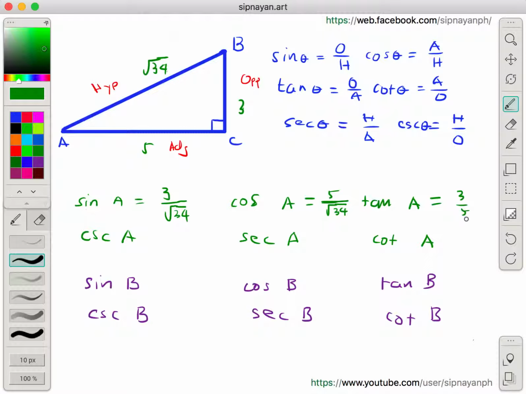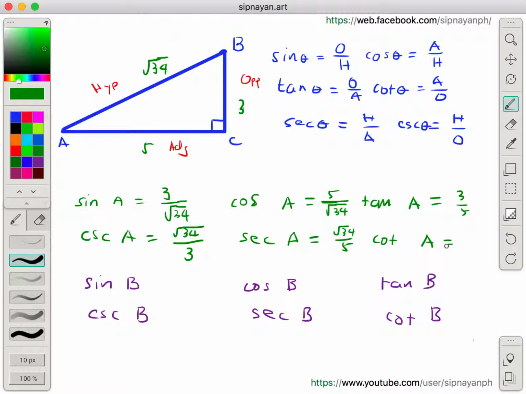Okay, what about cosecant A? Anong formula ng cosecant? We have hypotenuse over the opposite side. So, hypotenuse is square root of 34 over the opposite side, so over 3. And then the secant, we have hypotenuse over adjacent. Square root of 34 over 5.